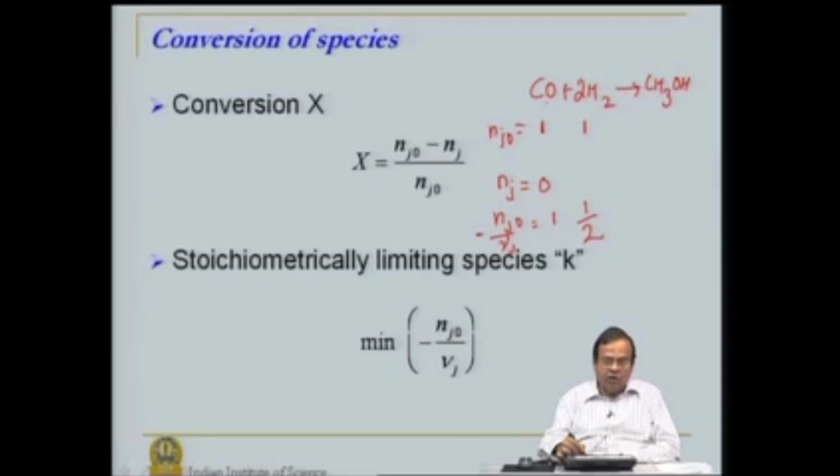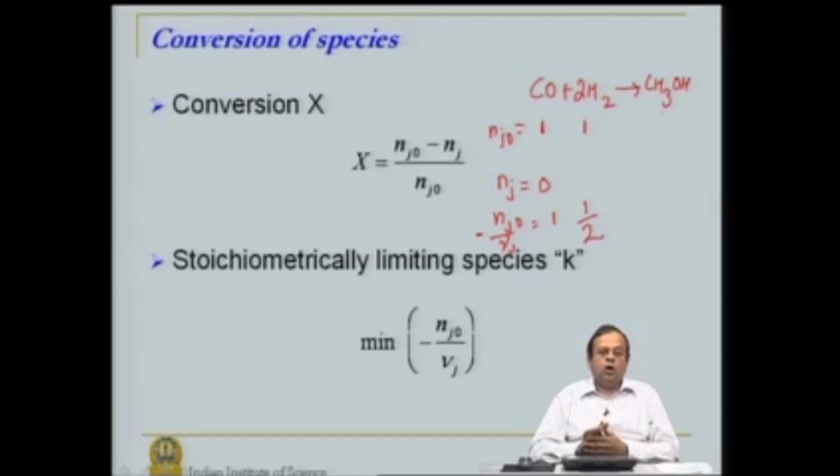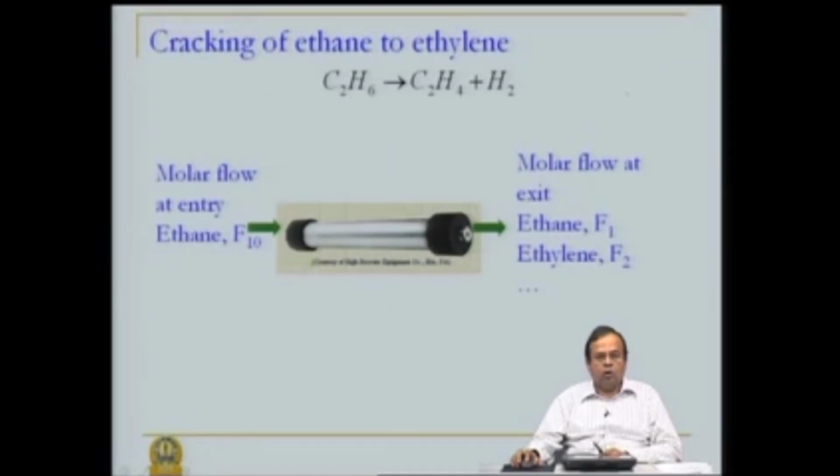There will not be complete conversion of carbon monoxide, because 0.5 moles of carbon monoxide will still be remaining. 1 mole of hydrogen can only utilize 0.5 moles of carbon monoxide, and we will get only 0.5 moles of hydrogen. So, this is all about the basic representation of a reaction and monitoring of its conversion. Now, how do we use this information?